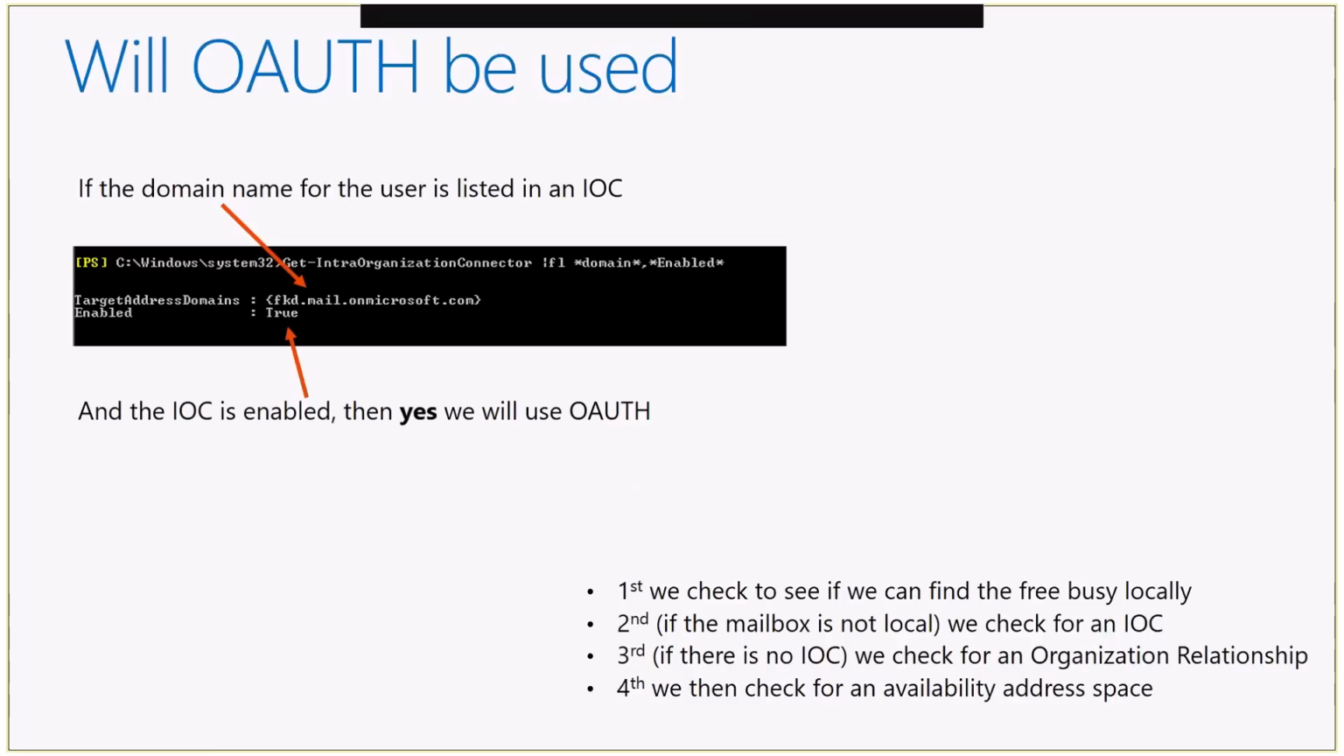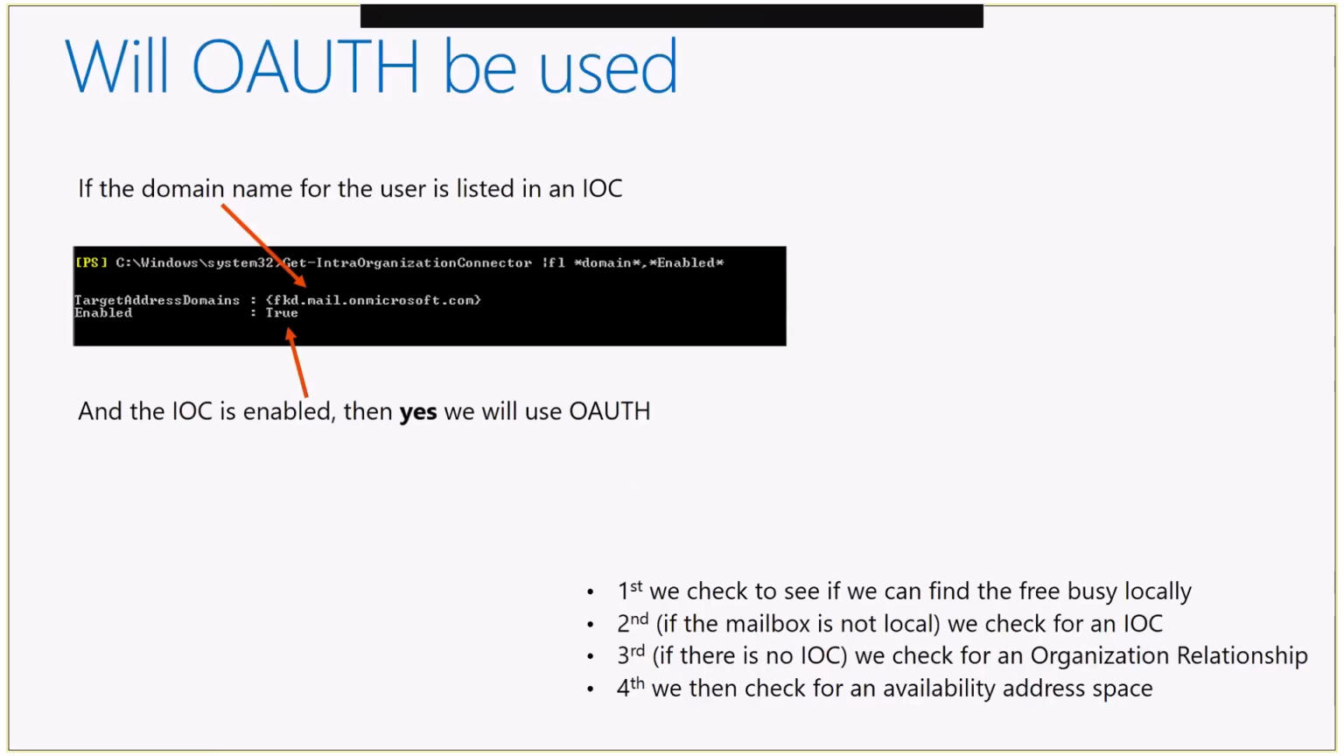Again, the order in which we check from 2013 is we see if the user is local. If they're not local, we see if there's an intra-org connector. If there is no intra-org connector, we check and see if there's an org relationship. If there is no org relationship, we look for an availability address space. That's what the availability service does. Now let's say there is an IOC, an intra-org connector, but it fails. We will not fall back to org relationships. We will say we can't see FreeBusy and give you hash marks. We don't do a fallback. It isn't like if second fails, we go to third. It's if second doesn't exist. If there is no IOC or the IOC is not enabled, then we move on to the org relationships.